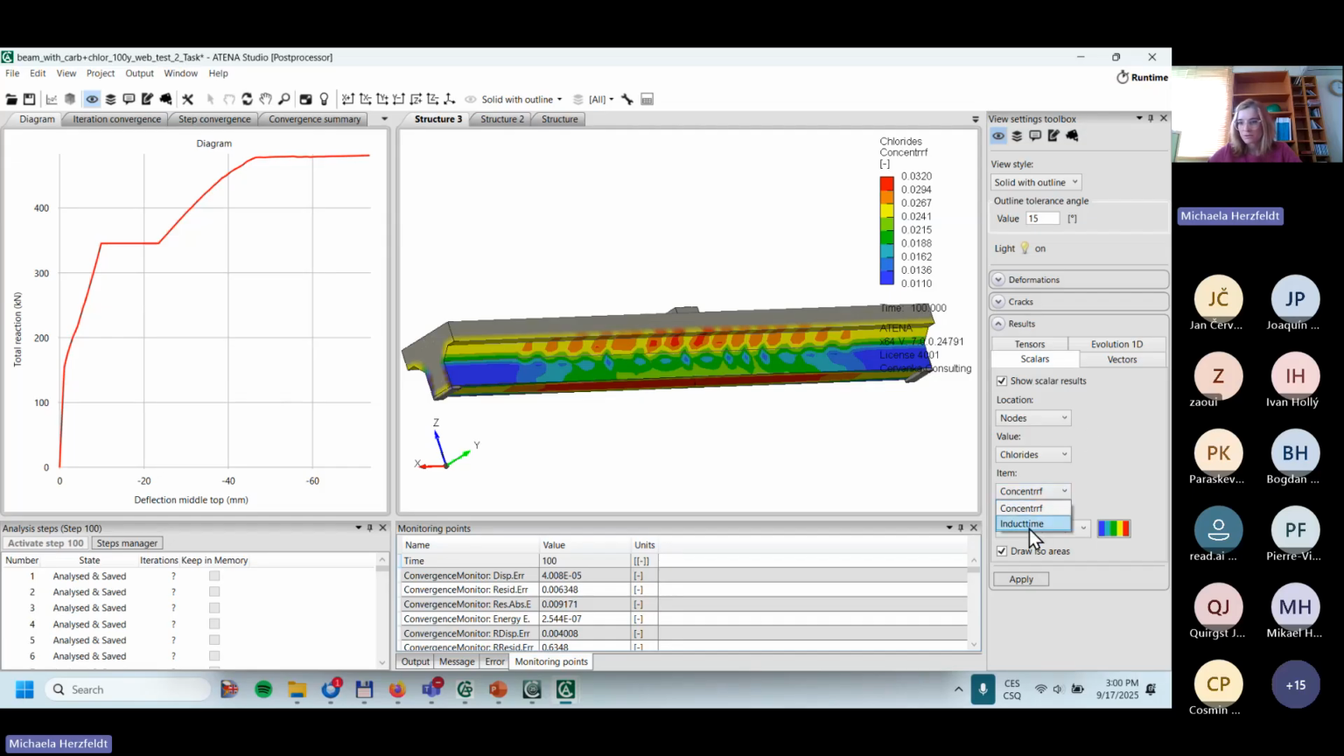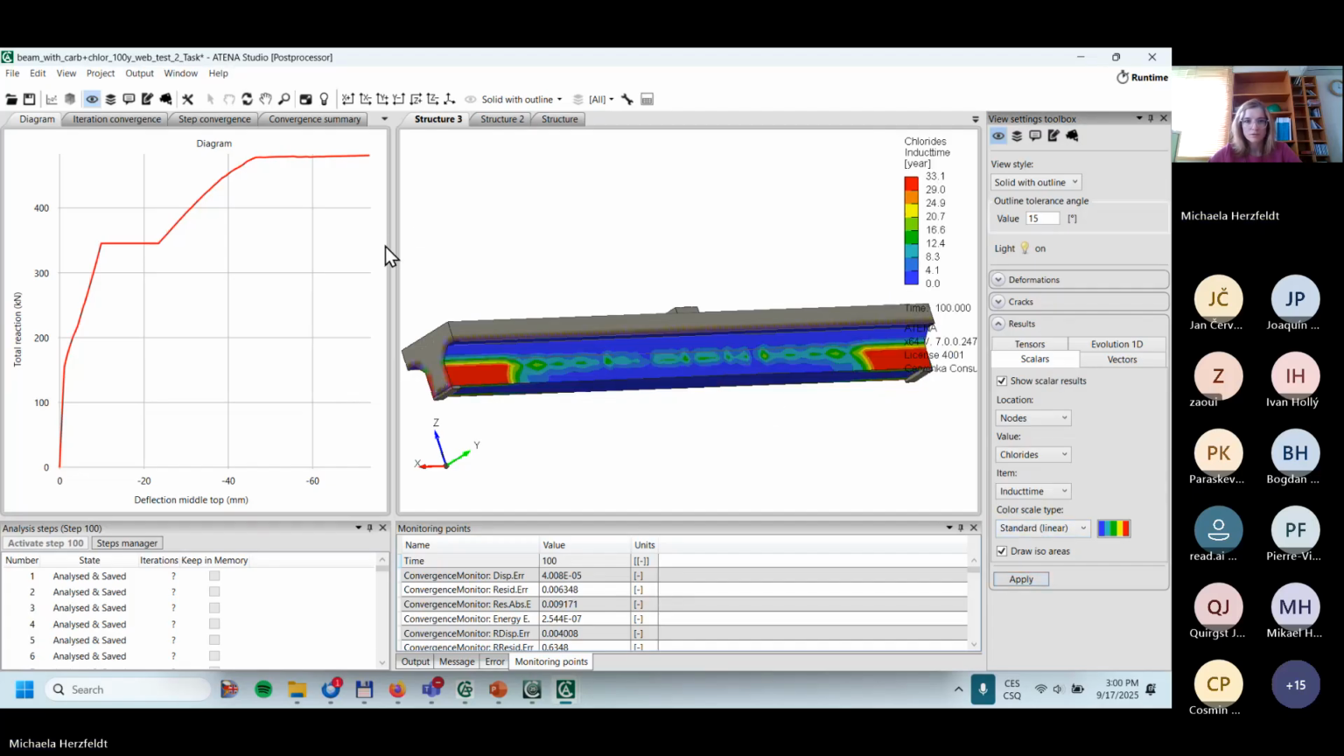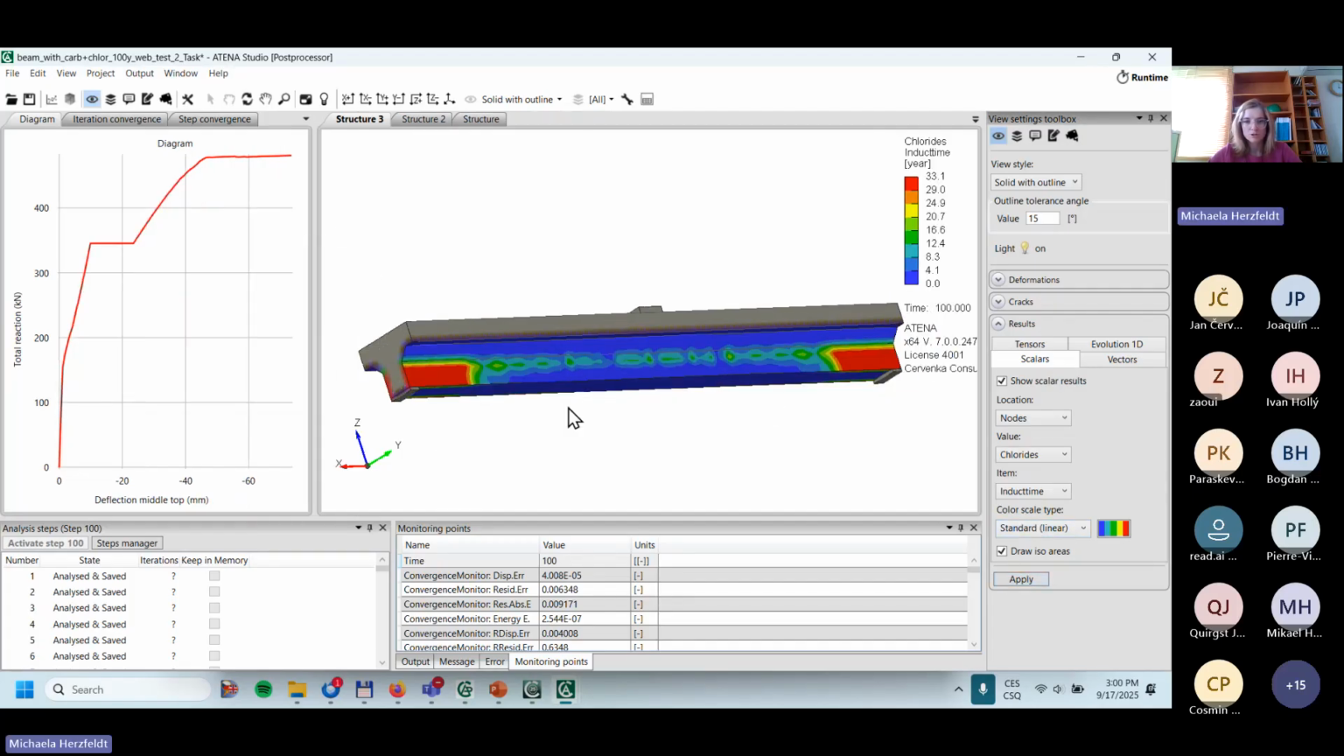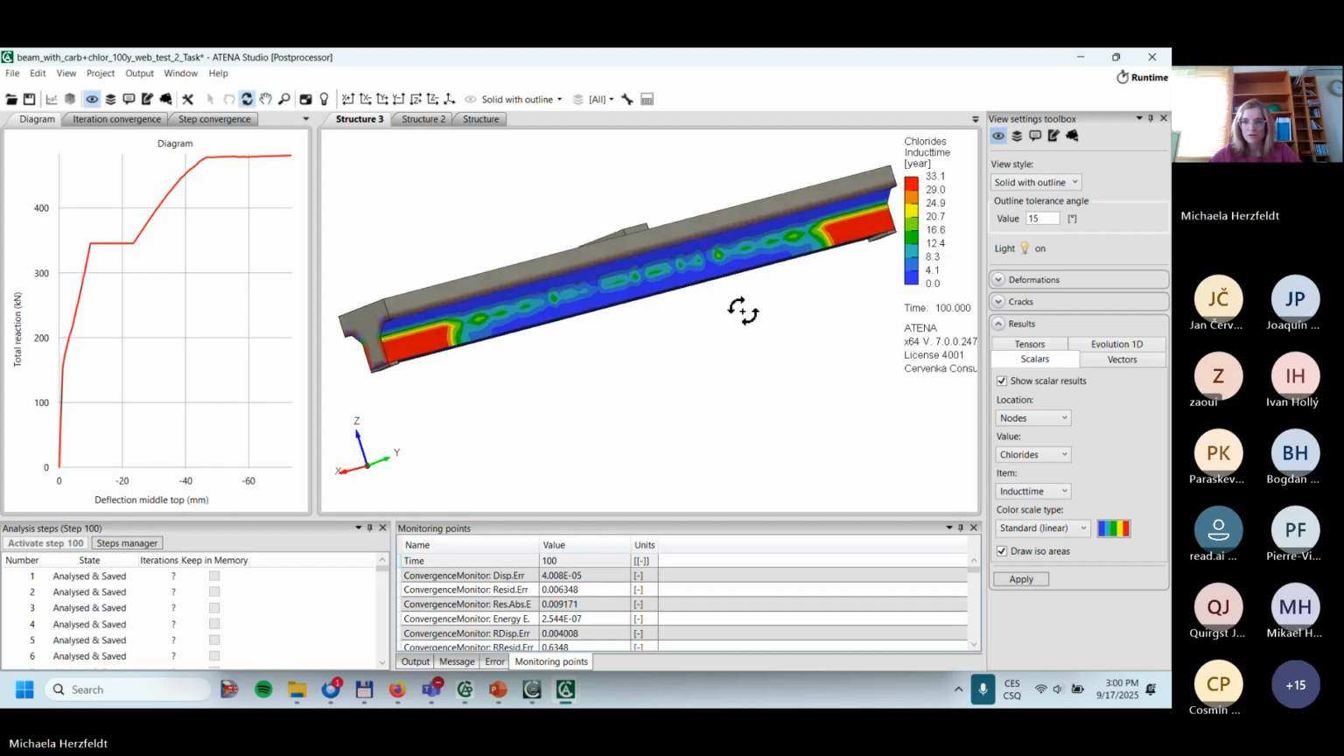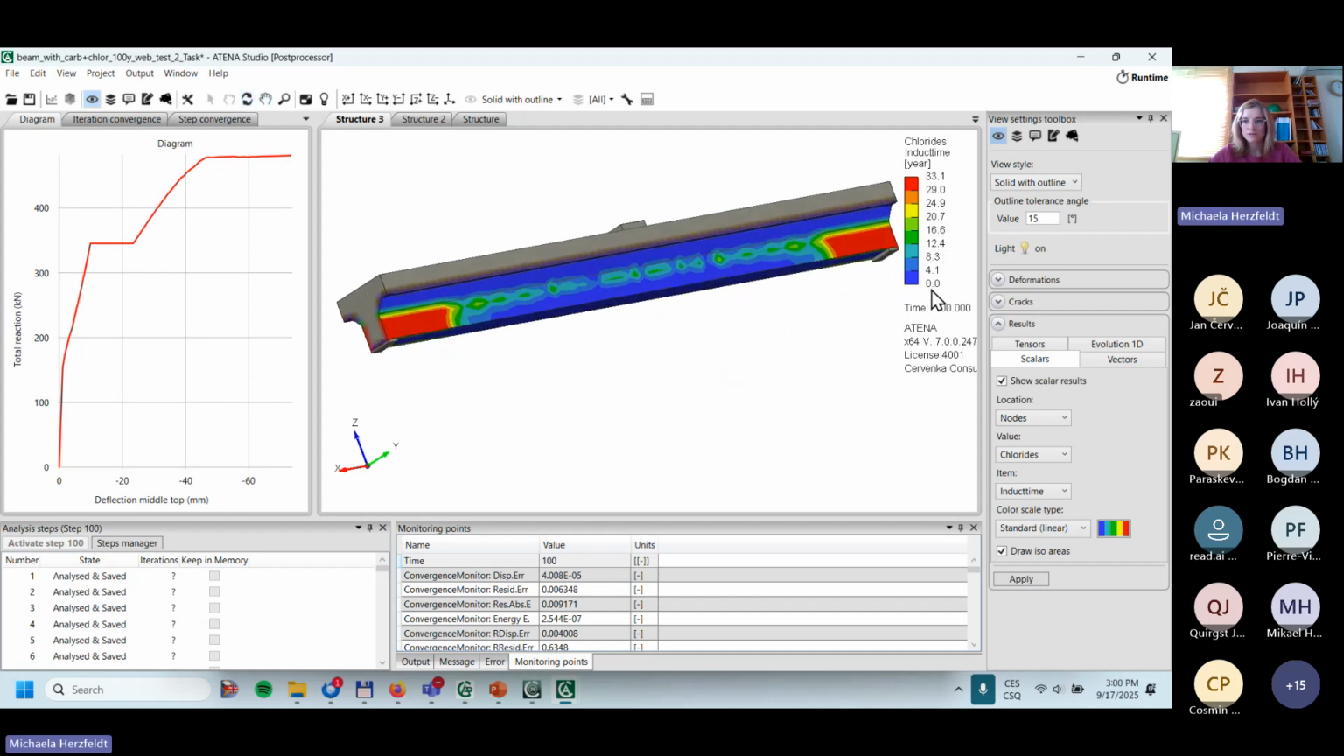And you can also see the induction time for the structure. Basically, in those areas where it is cracked very much, the induction time starts immediately. There is no need to wait for a bigger concentration of the pollution.